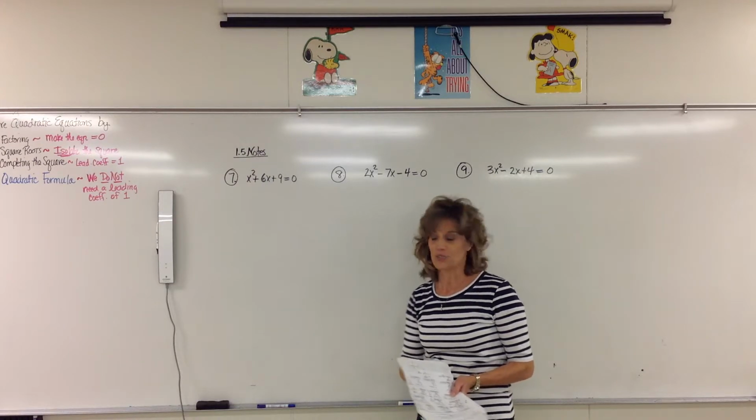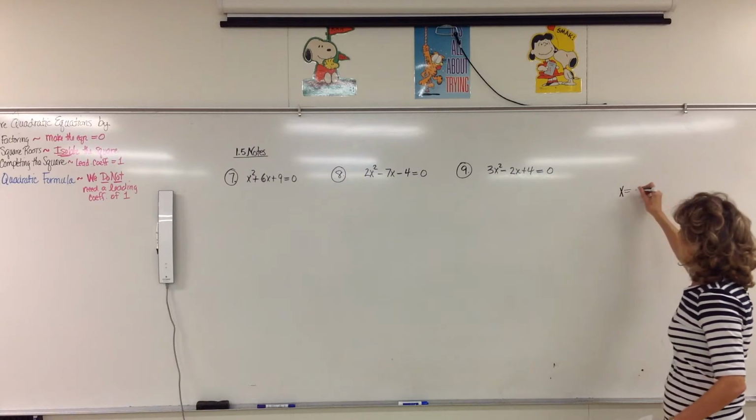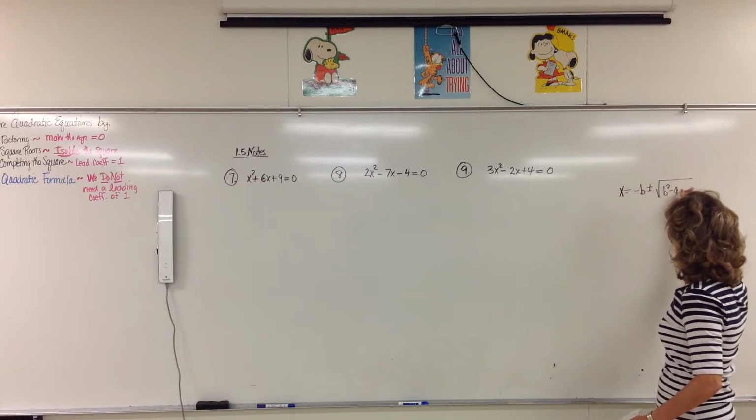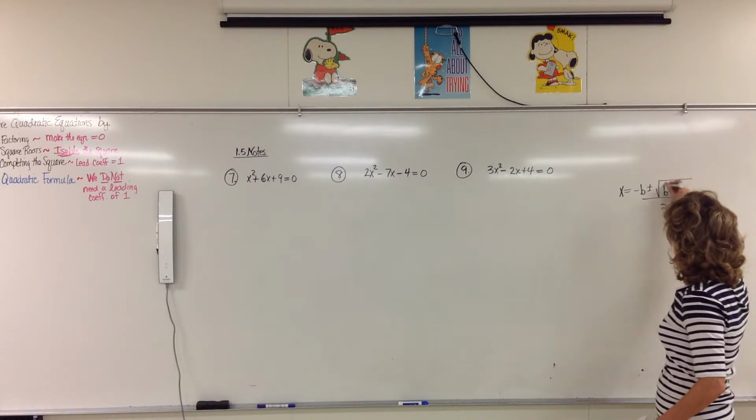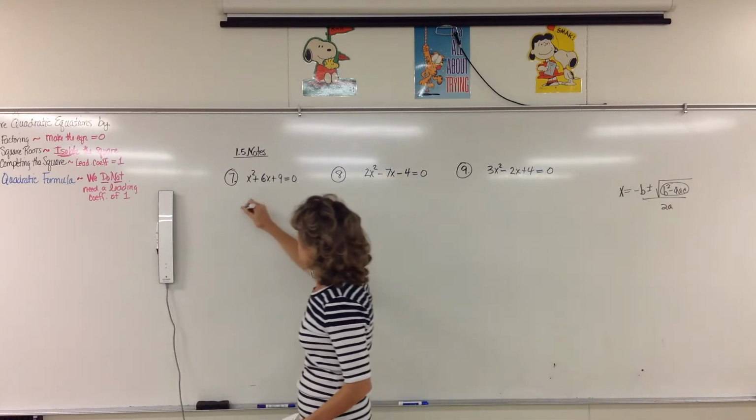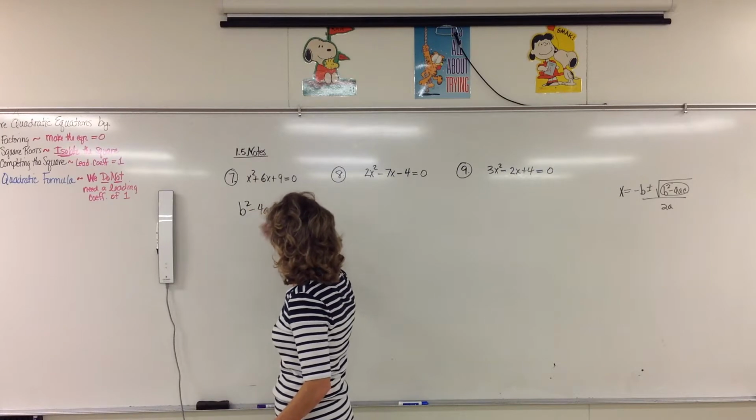B squared minus 4ac. Here's the quadratic formula. X is equal to negative b plus or minus the square root of b squared minus 4ac all over 2a. So just the b squared minus 4ac is the discriminant. So this says find the discriminant. So we're doing b squared minus 4ac.